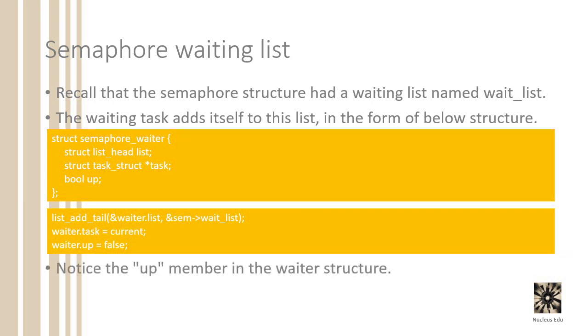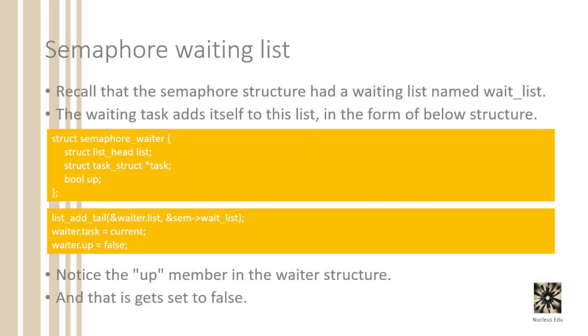So one thing to notice here is the up member and that it gets set to false. This is basically a communication between the process trying to acquire the semaphore and the process which has the semaphore and will be releasing it. This is a way for the task releasing the semaphore to signal to the waiting tasks that one or more resources have become available, and we're going to see this in the next slides.